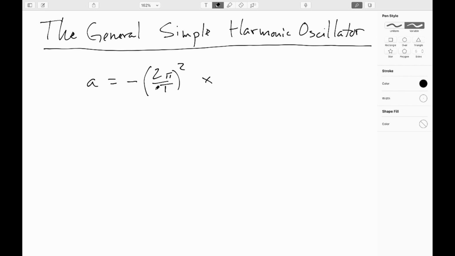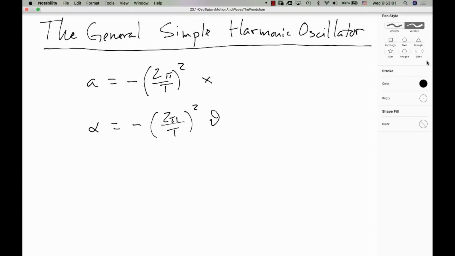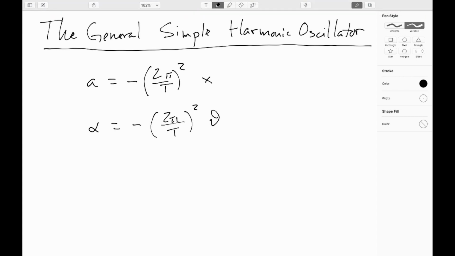This not only works for linear variables like a and x, but this would also be true if you can write it in angular variables. If you can take a system and get it into a state where the angular acceleration is equal to minus stuff times the angular position, then again, that is a system that will be undergoing simple harmonic motion. And the stuff between the minus sign and the position is 2 pi over the period squared.